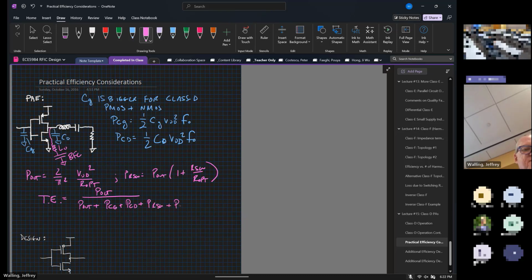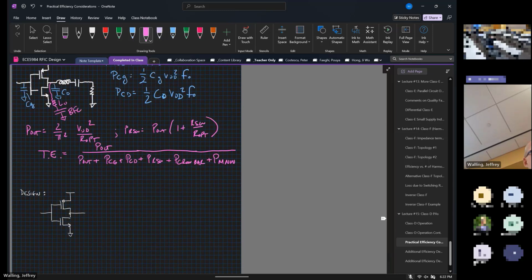We can also have crowbar power in this one. If the PMOS and NMOS turn on simultaneously for some period of time, they'll dissipate power. And then we can have power in our matching network as well. So now in the design of a Class D network, like I said, we're probably going to use a matching network. So we're going to do something like a tapped capacitor matching network.